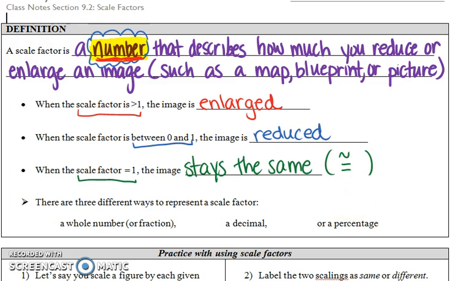Last thing I want to note is that there are 3 different ways to represent scale factors. You can either represent your scale factor as a whole number, or if it's between 0 and 1, it would be a fraction. The second way would be as a decimal, and the third way would be as a percentage. We saw an example of this on our homework the other day, where they were talking about the stars, and they were saying that the scale factor was either 0.25, 1/4, or 25%.